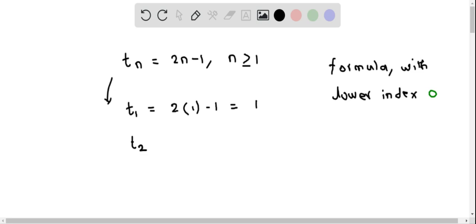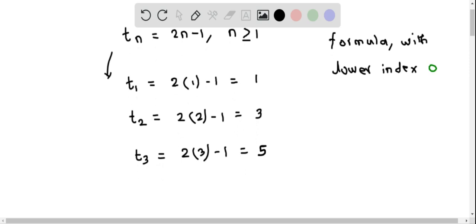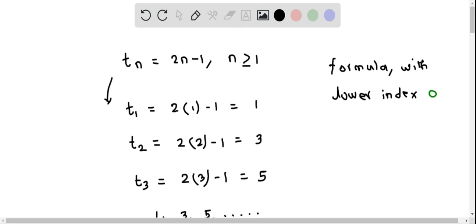Now let me plug in n equal to 2. So it is t2. That is, the second term of this sequence is 2 times 2 minus 1, and this equals 2 times 2 is 4, 4 minus 1 is 3. And likewise, I plug in n equal to 3. So I get 2 times 3 minus 1, and this equals 2 times 3 is 6, 6 minus 1 is 5. So basically, the sequence is 1, 3, 5, and then it just continues. So it is a sequence of odd numbers. However, it is written in the form 2n minus 1, n greater than or equal to 1.